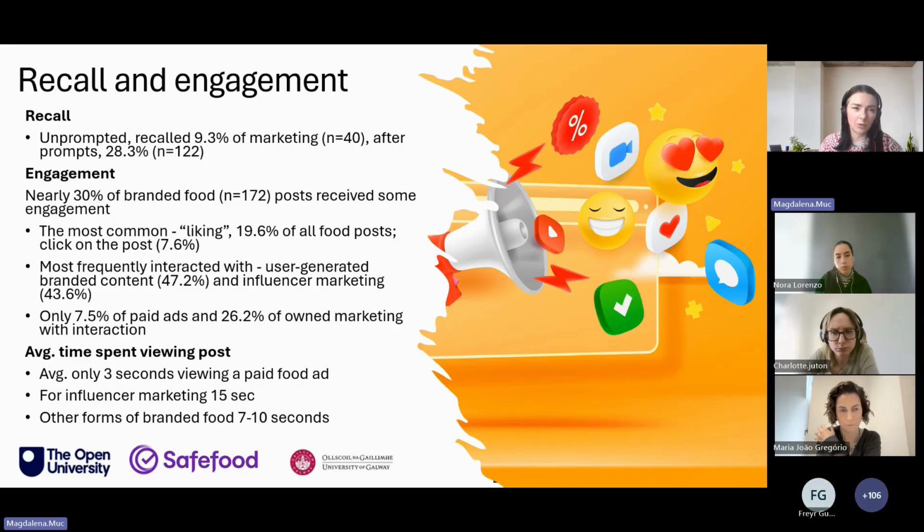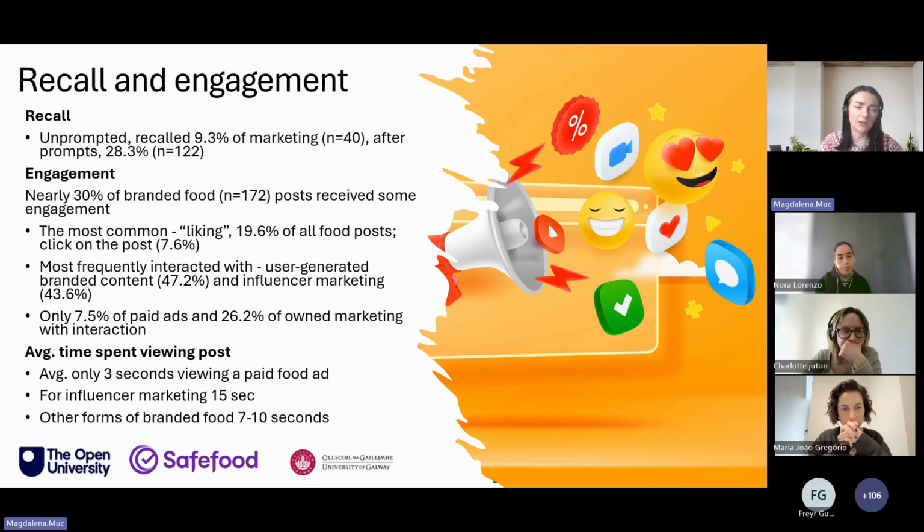Most of them were liking the post or clicking on the post to, for example, see the comments or extend it. The most frequently interacted type of marketing was user-generated, which is the content that really flies under the radar in terms of exposure, and they do not clearly identify it as marketing exposure. And of course, influencer marketing, which once again shows this is a very powerful and common strategy out there. And only around 7.5% of paid ads had some interaction, and 26% of owned marketing had interaction.